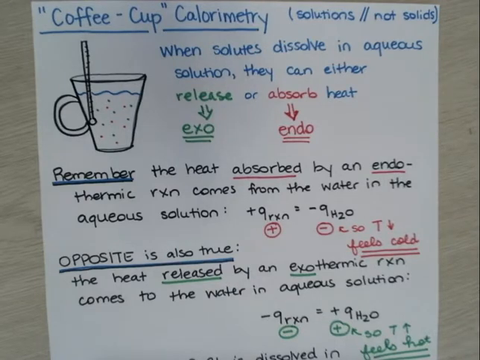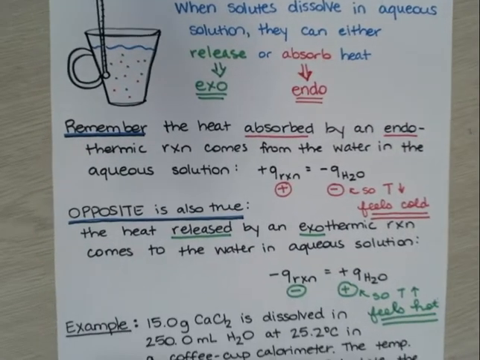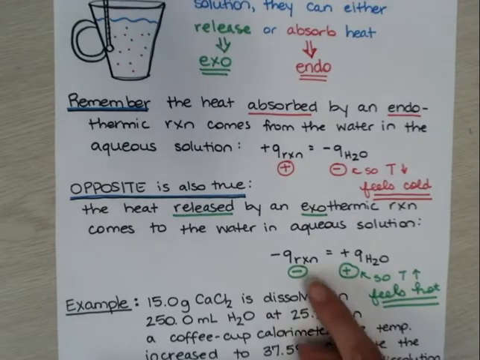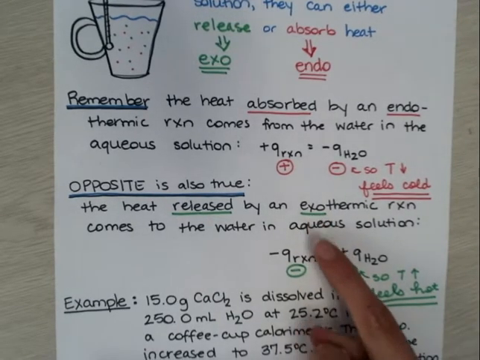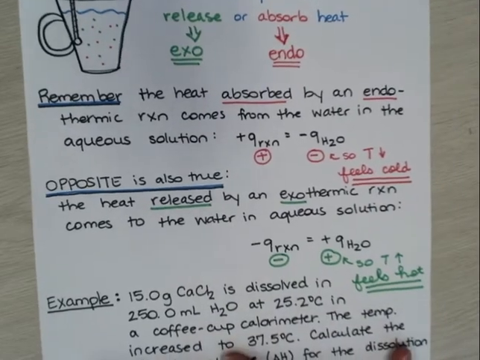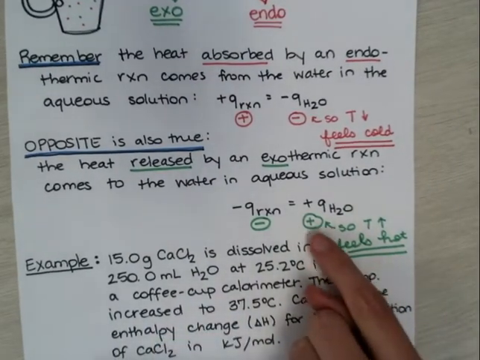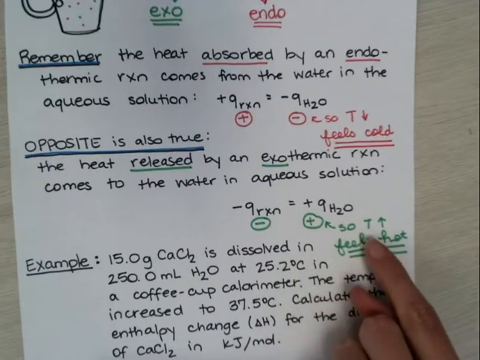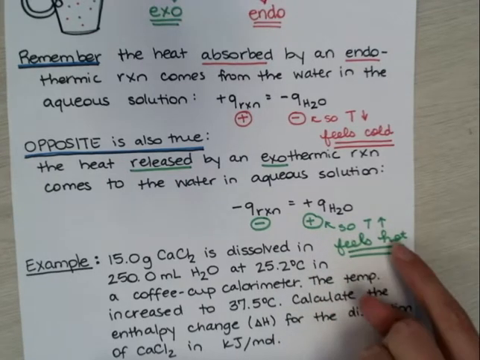The opposite is also true. If the heat released by an exothermic reaction has to come to the water, okay? So if the reaction is going to release that heat, it's going to be going out into the water in the aqueous solution. Therefore, the Q of the reaction will be negative because it's exothermic. But flip the sign, the Q of the water in that solution will be positive so that the temperature increases and that one will feel hot.